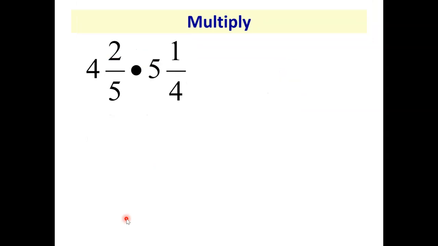Let's try one with mixed numbers because we reviewed how to change a mixed number into an improper fraction first. So if I change 4 and 2/5 into an improper fraction, I would multiply 5 times 4, which is 20. 20 plus 2 is 22. My first fraction will become 22 over 5. Let's try the second one. 4 times 5, 20. 20 plus 1, 21. My second fraction will become 21 over 4. Let's write that down first.